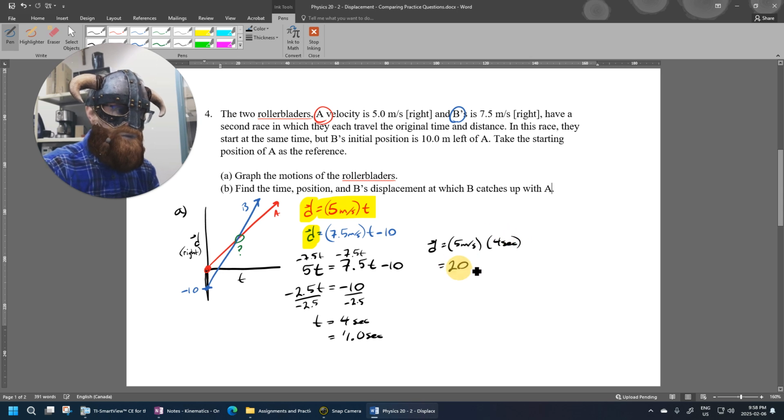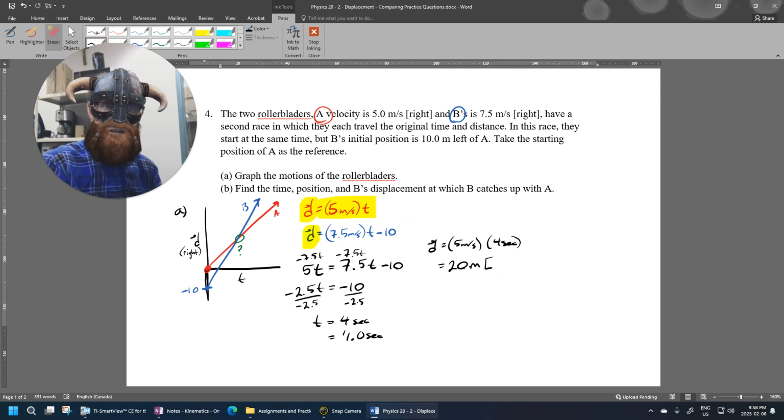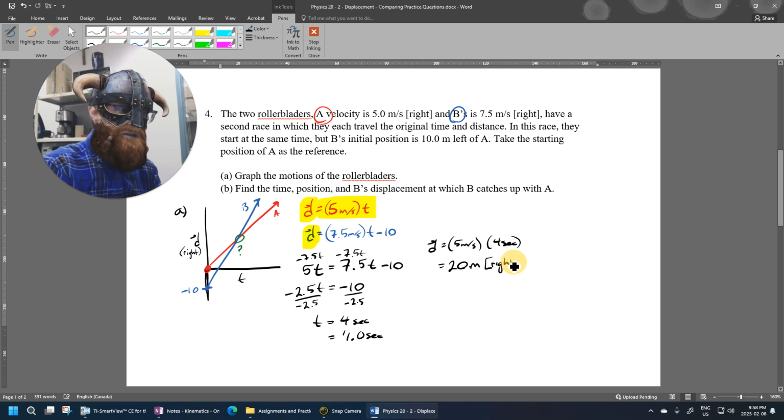I'm going to get 20 meters to the left. Oh, to the right. Sorry, they were moving right at this point. It's a positive number, so since right is positive, I'm just going to say right.